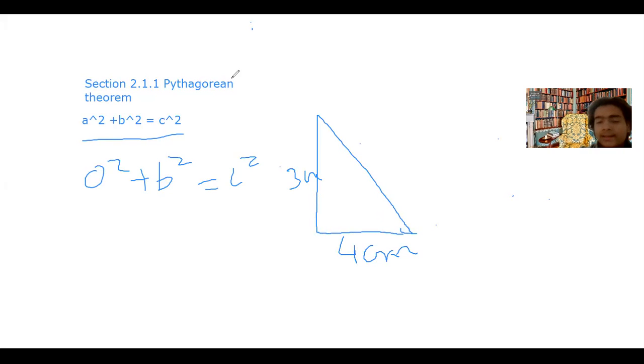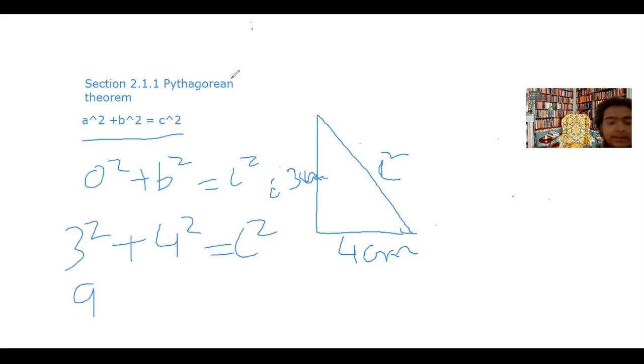So to find this side, this side is, of course, C. We don't know what this side is, so this is C squared. We know that. So this is centimeter. Okay, so let's take this side as A, or you can take 3 as B or A. It doesn't matter which you take it as. So let's do 3 squared plus 4 squared equals C squared. 3 squared is 9 plus 4 squared is 16, and if we add them, it would be 25 is equal to C squared.